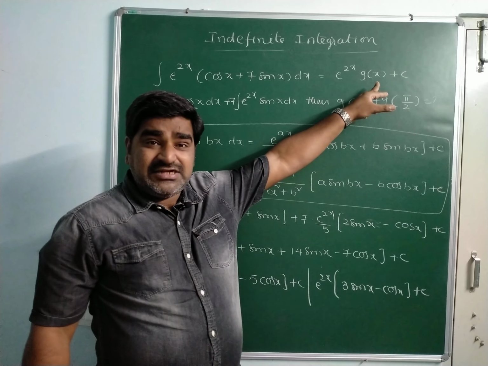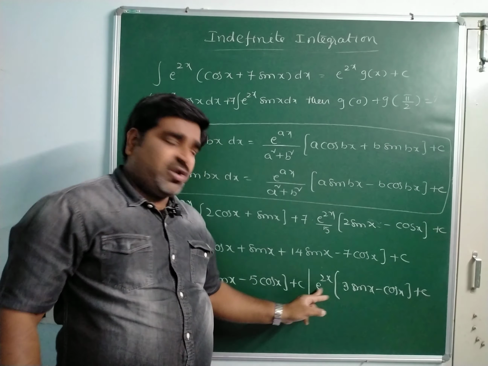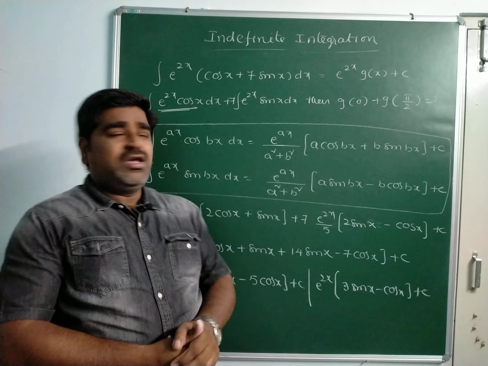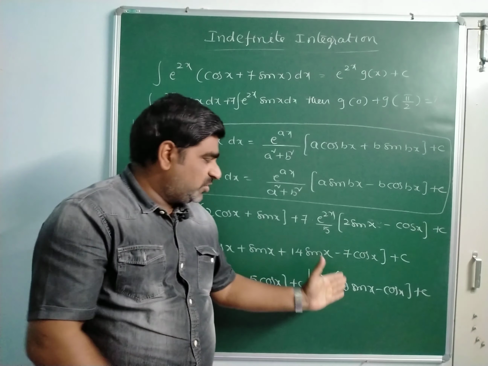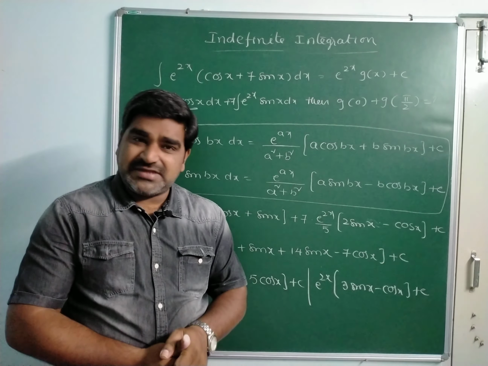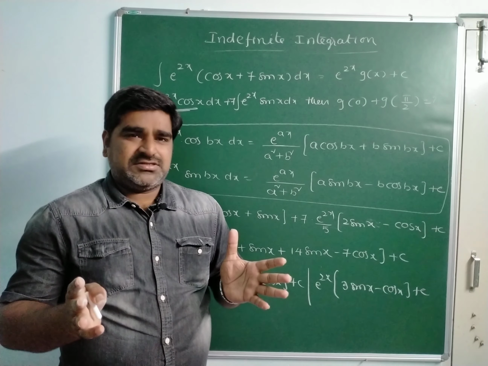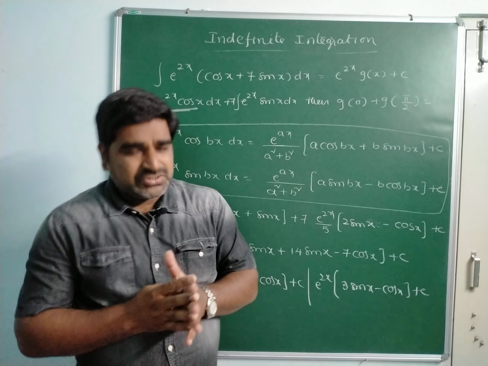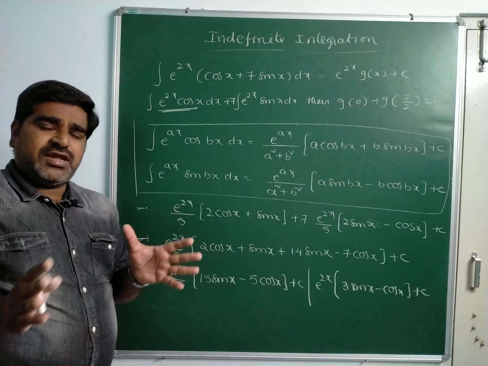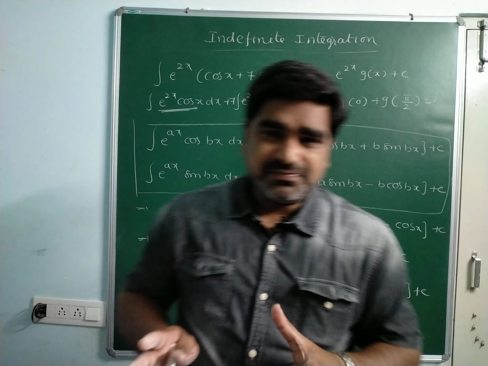Here e^(2x) into g(x) is given, and you got e^(2x) into (3 sin x − cos x). So what is g(x) here? g(x) is 3 sin x − cos x. This type of question only he was asking in the mains.